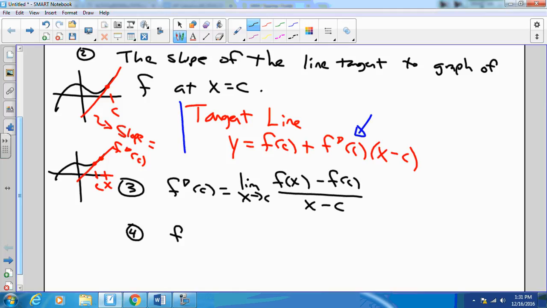I can do the exact same computation but with different labels by writing f prime of x equals the limit as h goes to 0 of f of x plus h minus f of x all over h. Which definition should I use? Whichever one is easiest.